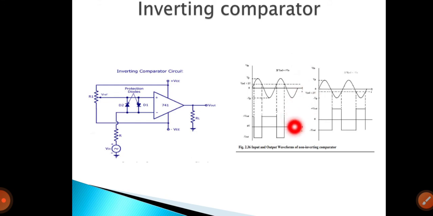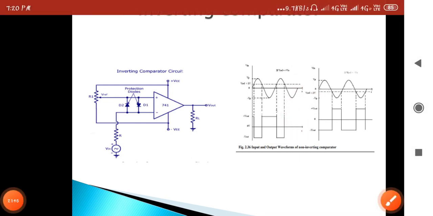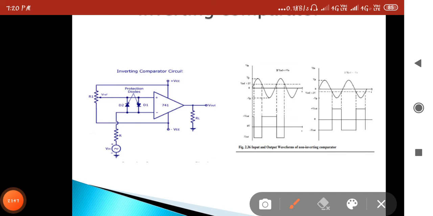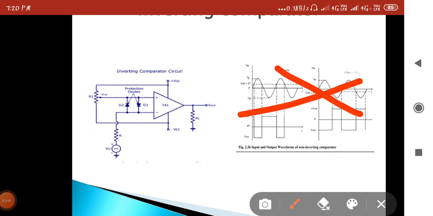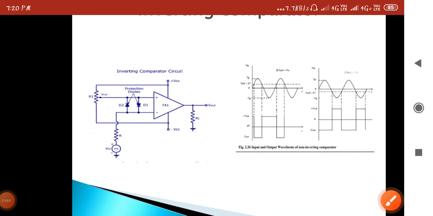This is wrong for that one. This is a wrong graph. It is printed here, right? This is a wrong graph for that one. What I have explained is the right graph for that one.